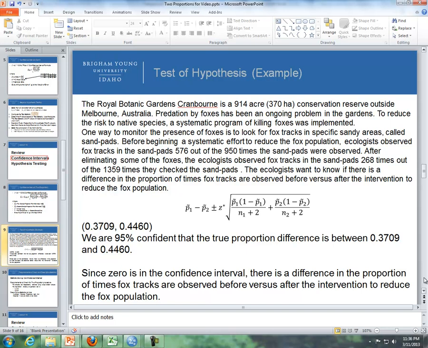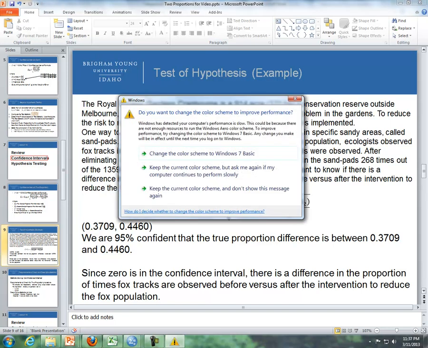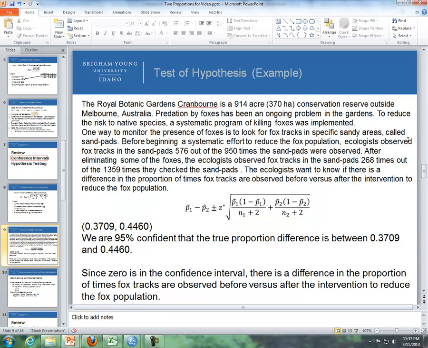The Royal Botanic Gardens, Cranbourne, is a 914-acre conservation reserve outside of Melbourne, Australia. Predation by foxes has been an ongoing problem in the gardens. To reduce the risk to native species, a systematic program of killing foxes was implemented. One way to monitor the presence of foxes is to look for fox tracks in specific sandy areas called sandpads. Before beginning a systematic effort to reduce the fox population, ecologists observed fox tracks in the sandpads 566 out of 950 times the sandpads were observed.